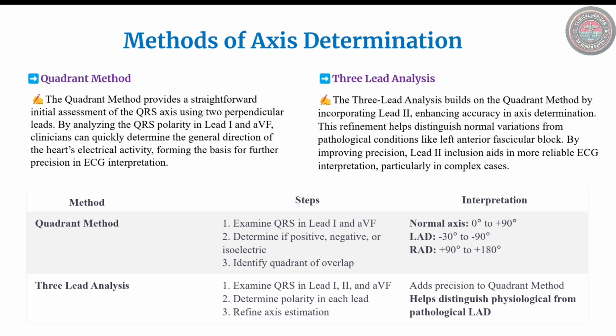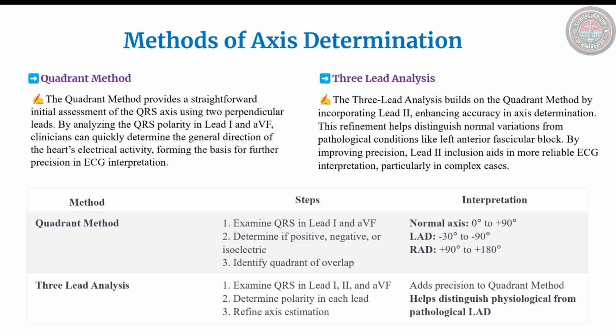If the QRS complex is positive in lead 1 and positive in lead AVF, the axis is normal. If the QRS complex is positive in lead 1 but negative in lead AVF, the axis is leftward, or LAD. If the QRS complex is negative in lead 1, but positive in lead AVF, the axis is rightward. If the QRS complex is negative in both lead 1 and AVF, the axis is extreme or indeterminate, or EAD.